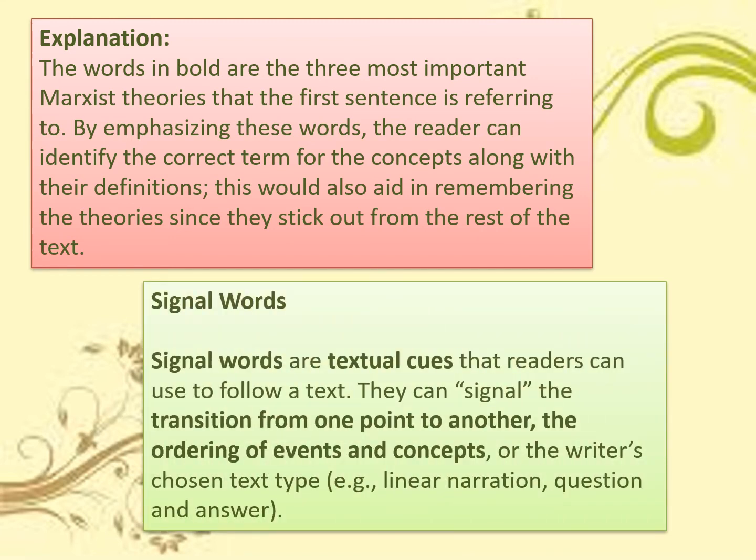And then the signal words. Signal words are textual clues that readers can use to follow a text. They can signal the transition from one point to another, the ordering of events and concepts, or the writer's chosen topic, the linear narration, questions, and answers.